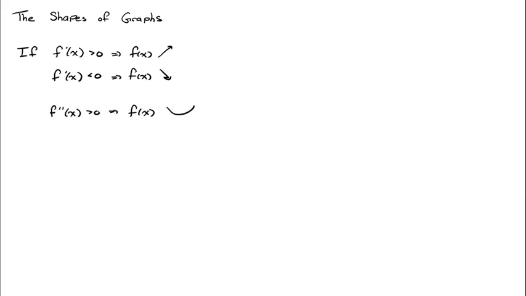This is a lot of information. Let's write it down to keep ourselves organized. If f prime is greater than 0, then f is increasing. If f prime is less than 0, f is decreasing. If f double prime is greater than 0, f is concave up. And if f double prime is less than 0, then f is concave down. I remember the concavity because if you're positive, then you're happy. And if you're negative, you're sad.